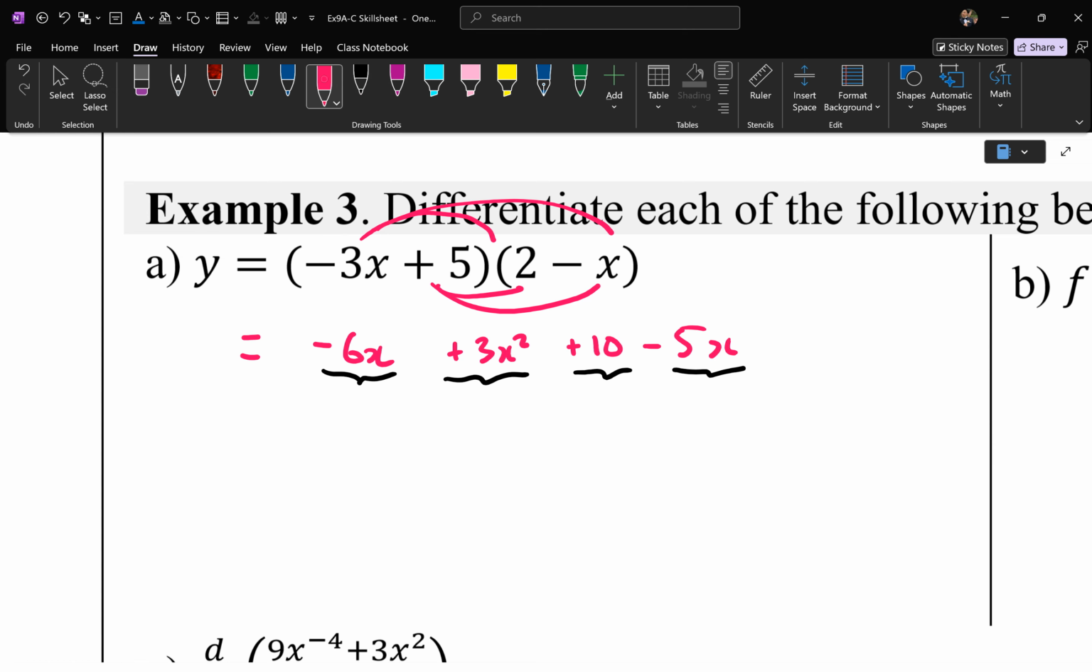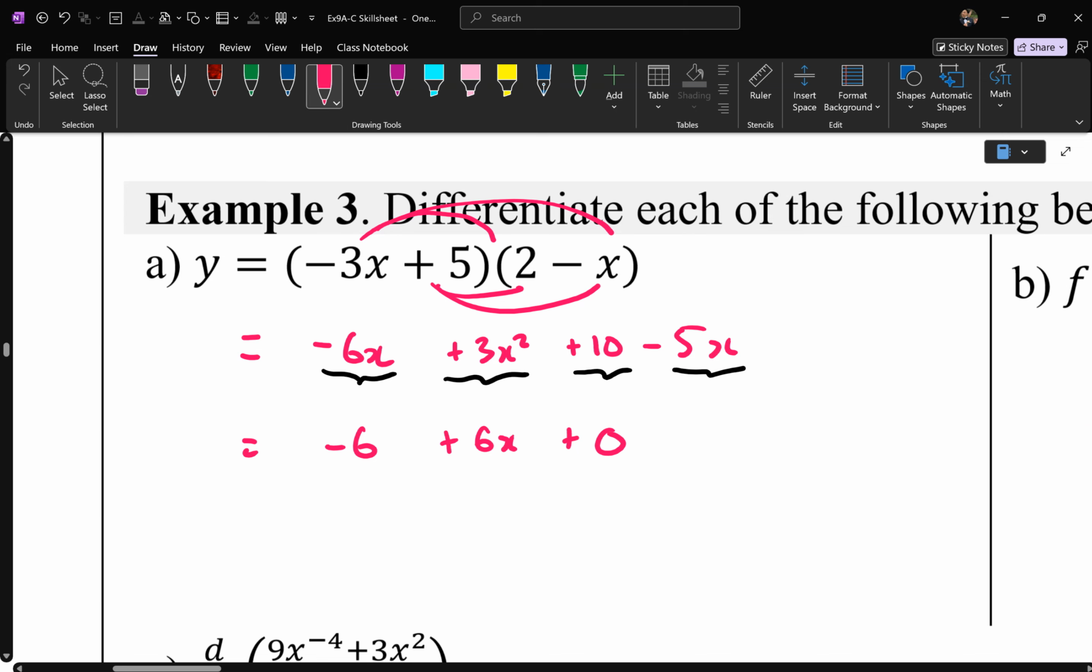Let's test your memory or understanding of power rule. What's the derivative of negative 6x? Let's go with Joe. Negative 6. What's the derivative of 3x squared, Sam? 6x. Good. And then what's the derivative of 10? Can I please have Ryan?